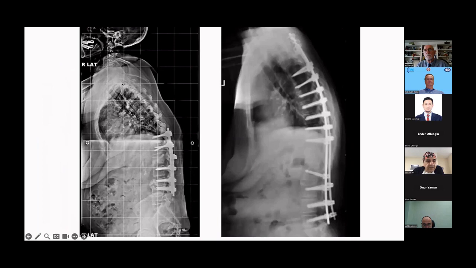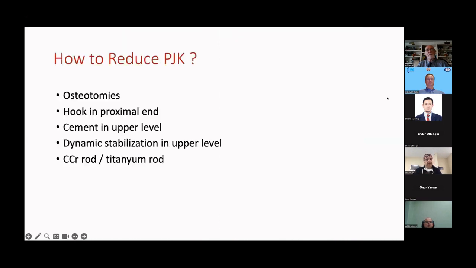But in cases in which SVA is much more in the front, probably 10 or 15 centimeters in front of the L5-S1, this system will fail, as in this case. Therefore, in such cases, it's better to address this problem. And after osteotomies, you can extend the system to the upper levels. If you do, you prevent proximal junctional kyphosis.